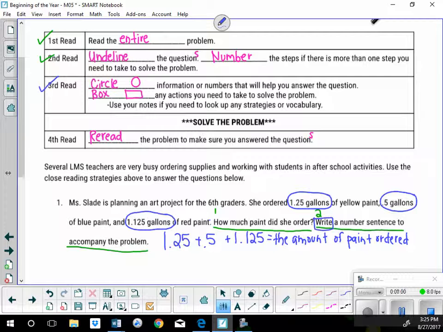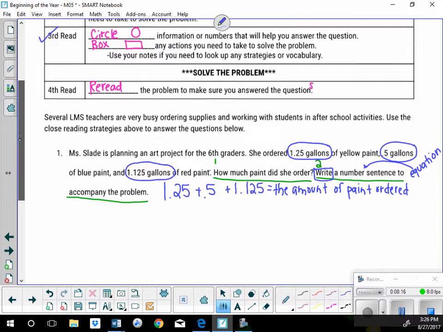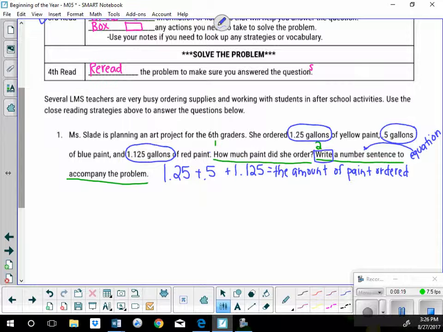Now, sometimes we also call a number sentence an equation. So you might be familiar with that word as well. Okay, I'm going to line up my place values so I can add together this problem. Okay, so my first value, that was the yellow paint. My second value, which is the blue paint.